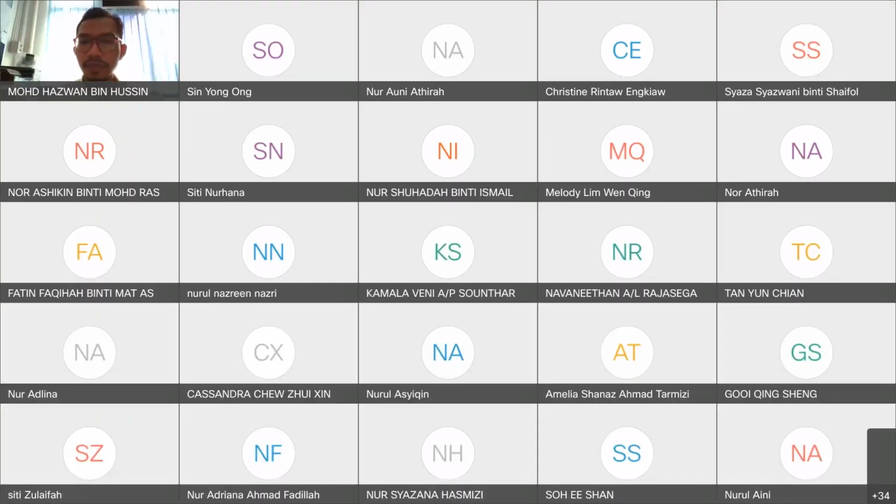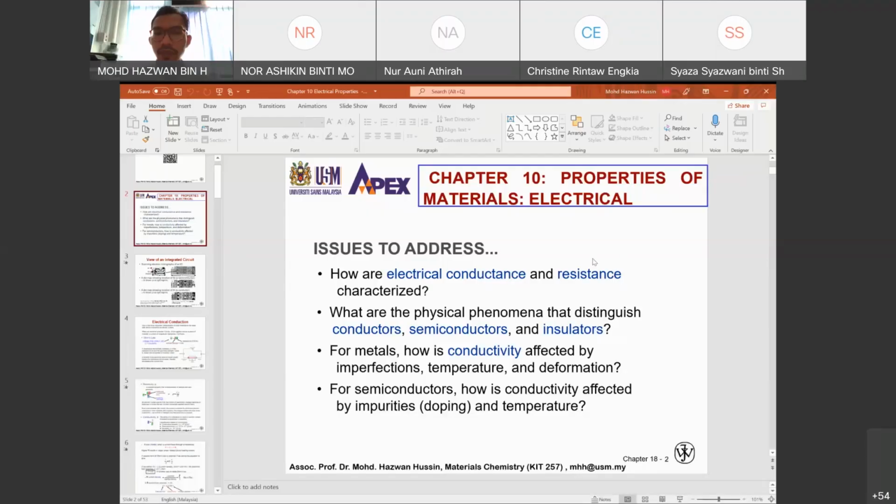And I think in the last lecture, we have looked at how materials can conduct electricity and how we can define resistance. We also have looked into some different definitions and some standard range values of conductors, semiconductors, and insulators. And further after this, we are going to look at how the effect of imperfection, temperature, and deformation can affect the conductivity of the materials, and similarly for semiconductors.